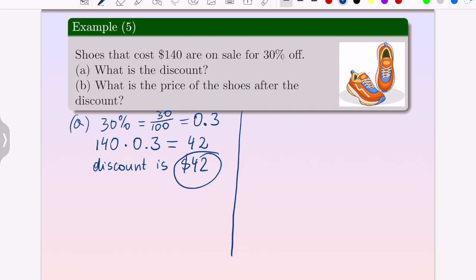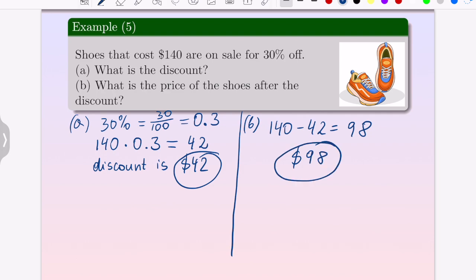And part B, if you get $42 off from your original shoes, we simply need to subtract that. So it's 140 minus 42. Use the calculator, that would be 98. So the amount is $98. The discounted amount of the shoes would be $98.